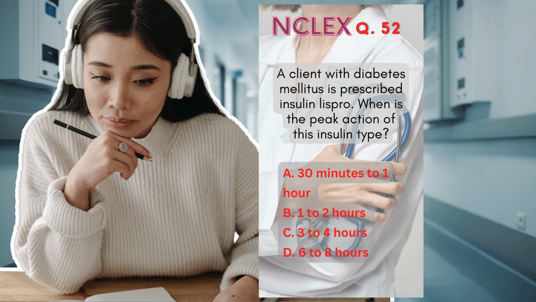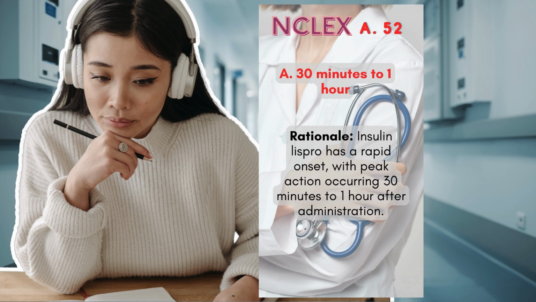Question: A client with diabetes mellitus is prescribed insulin lispro. When is the peak action of this insulin type? A. 30 minutes to 1 hour. B. 1 to 2 hours. C. 3 to 4 hours. D. 6 to 8 hours. Answer: A. 30 minutes to 1 hour. Rationale: insulin lispro has a rapid onset, with peak action occurring 30 minutes to 1 hour after administration.